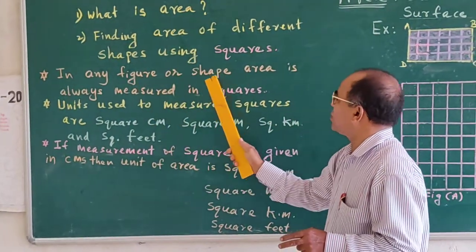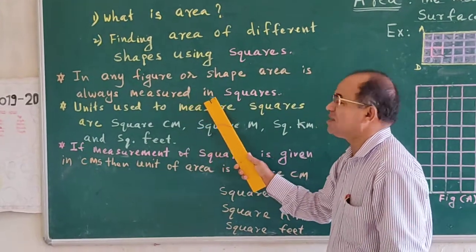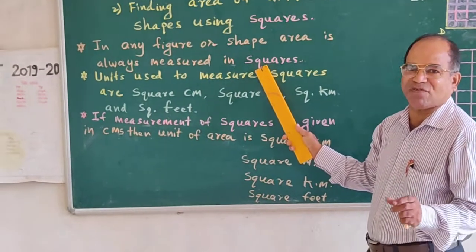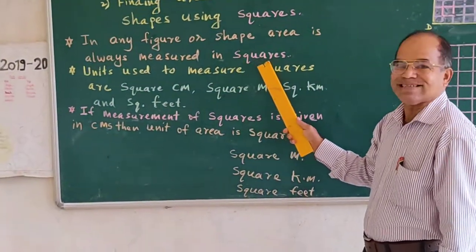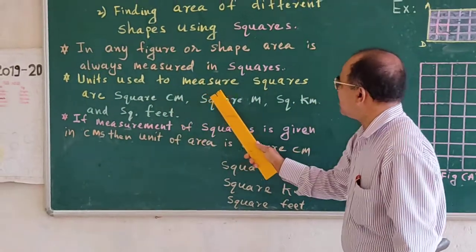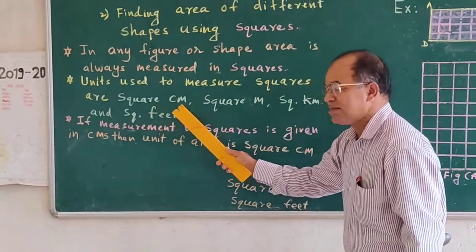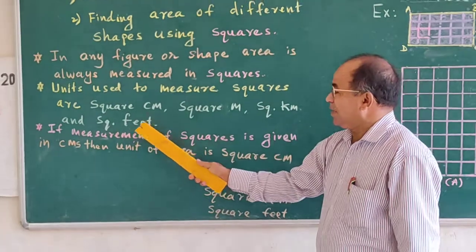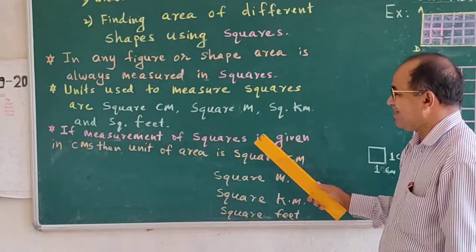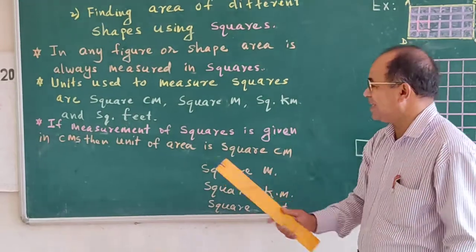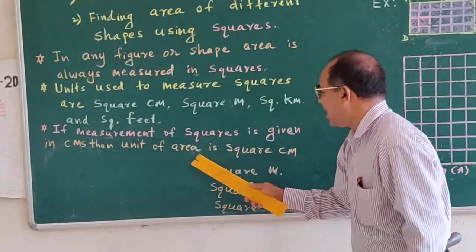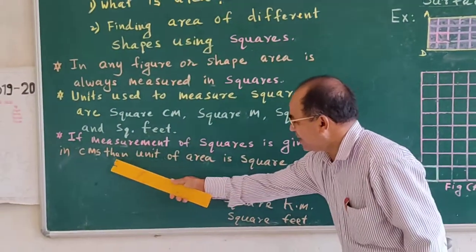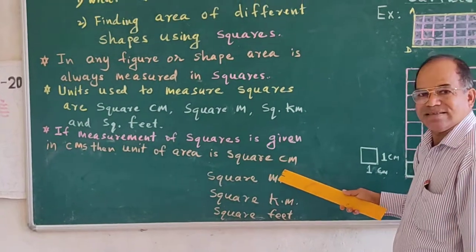In any figure or shape, area is always measured in squares. So keep in mind, whenever you have to find the area of any shape or figure, it is always measured in squares. Units used to measure area are square centimeter, square meter, square kilometer and square feet. If the measurement is given in centimeters, then the unit of area will be square centimeter.